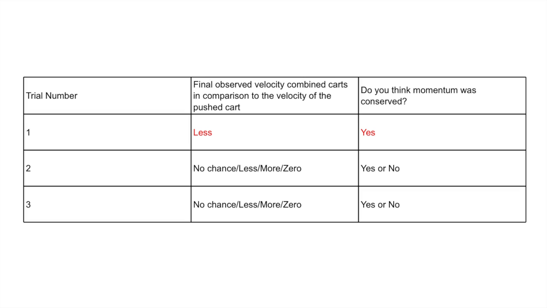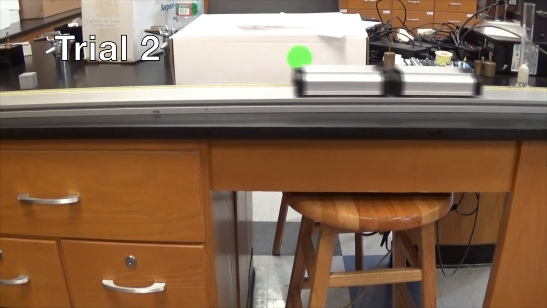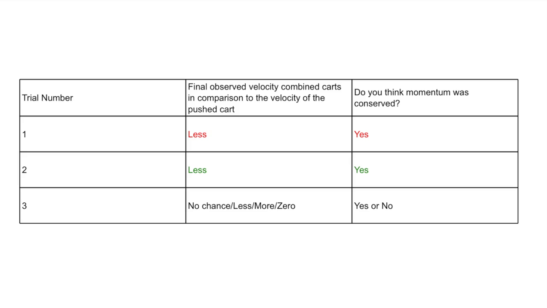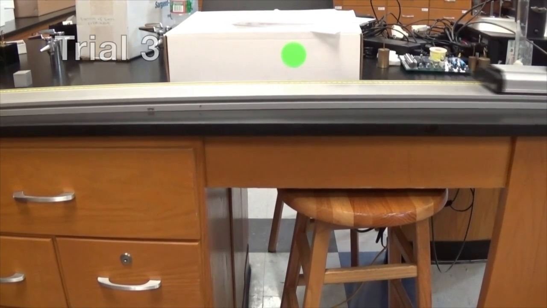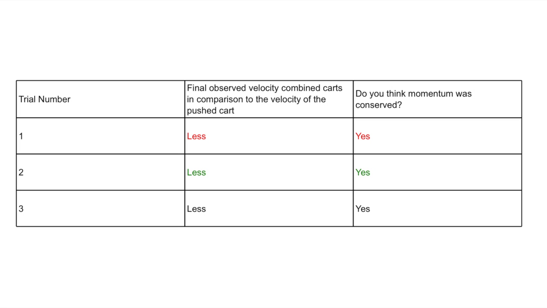In comparison to the initial velocity of the first cart, the two-cart system traveled at a lower magnitude of velocity.